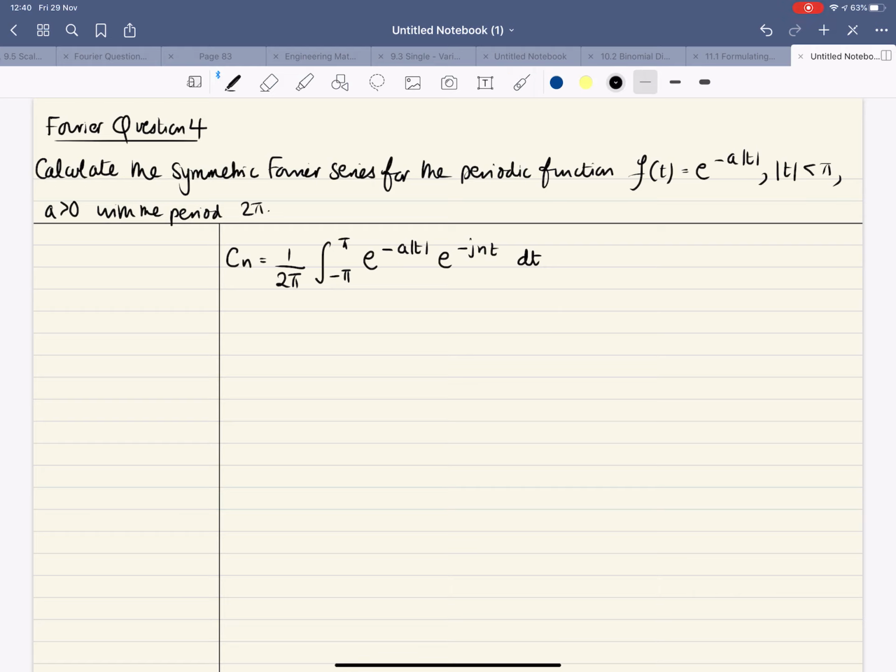Okay, so I'm keeping one eye on the solution and one eye here. First of all, multiplied together e to one power, e to another power, we add these powers together. So this next step, 1 over 2 pi integral minus pi to pi, e to the minus a mod t, and then we add minus j nt, so that looks like that, dt.